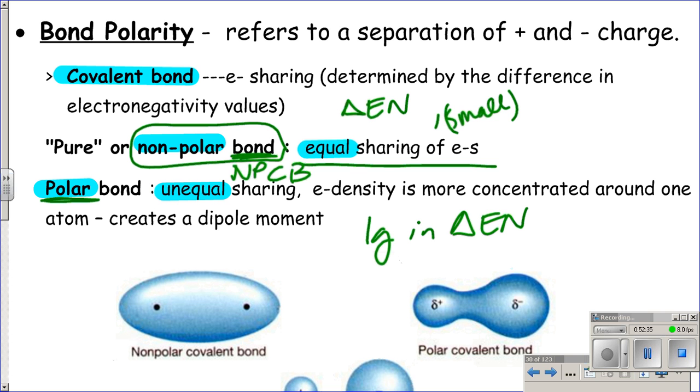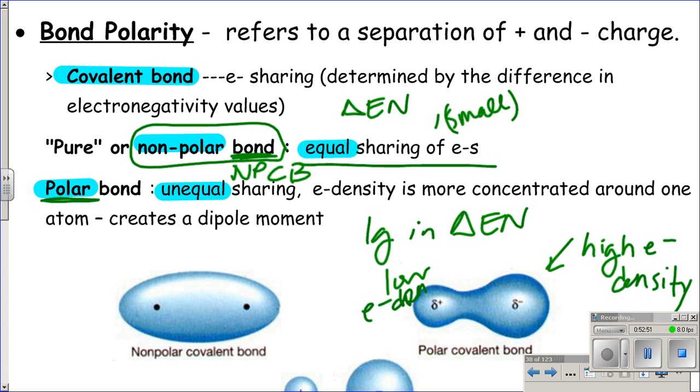You have electron density, and this is from our Crash Course video. You have a high amount of electron density on one side of the bond and low electron density on the other side, meaning one side is partially negative and the other side is partially positive. So opposite ends here means polar. And that's where we have a dipole moment.